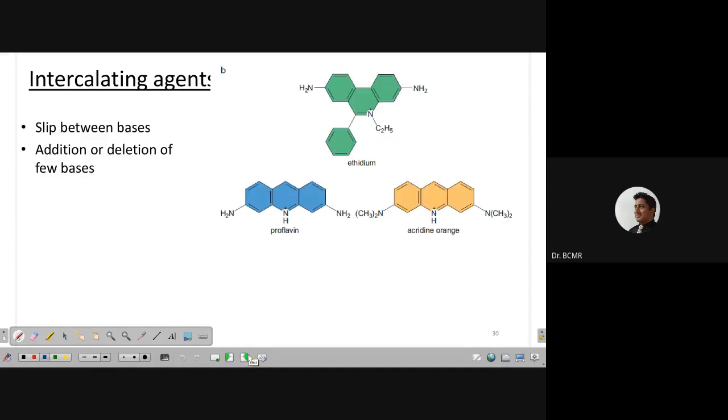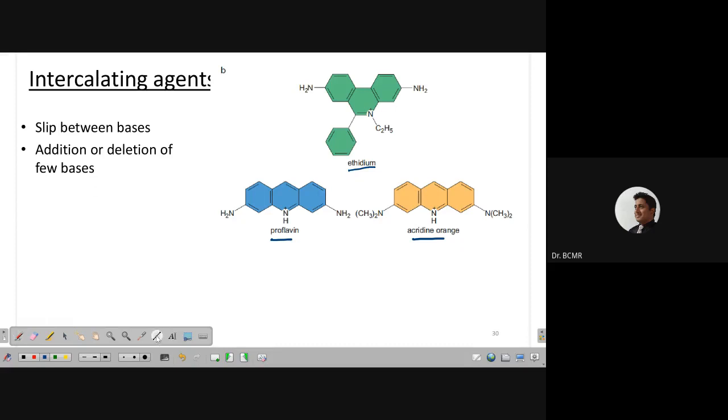There are other agents called intercalating agents. In that, I told you we will talk about ethidium. Ethidium bromide is what we use in electrophoresis for visualization of DNA. Here it is listed as ethidium. And you can also see there are two more, proflavin and acridine orange. There are many others. Some of them can interact with the DNA.